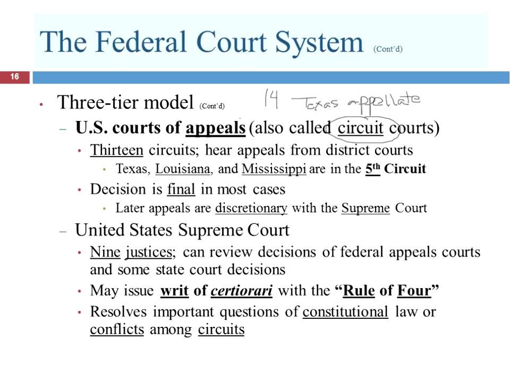Okay, so we have 13 in the federal system. There are 11 with numbers. So we have 1 through 11. Then there's one that's called the D.C. Circuit. And then there's the Federal Circuit. So that's how we get our 13. And they hear appeals from, of course, the district courts. Texas, Louisiana, Mississippi are what make up the 5th Circuit.